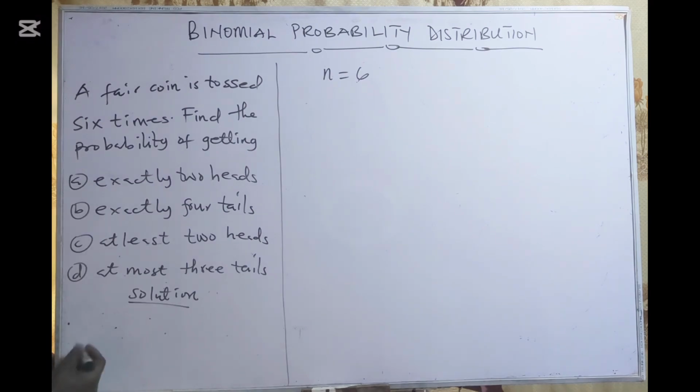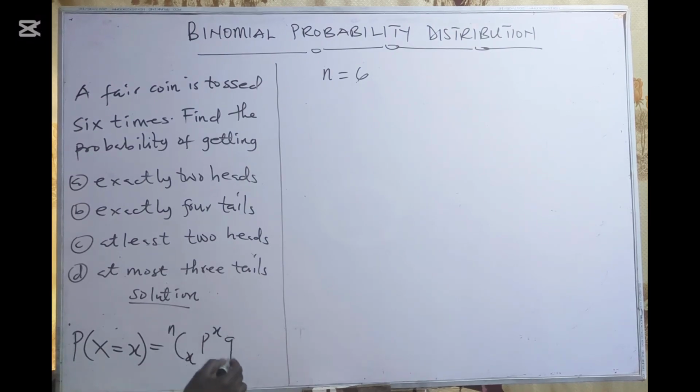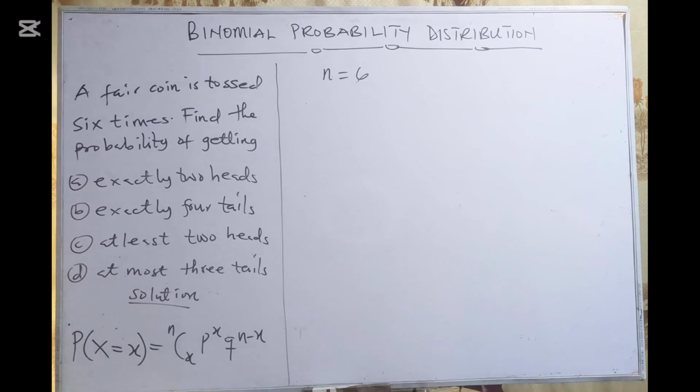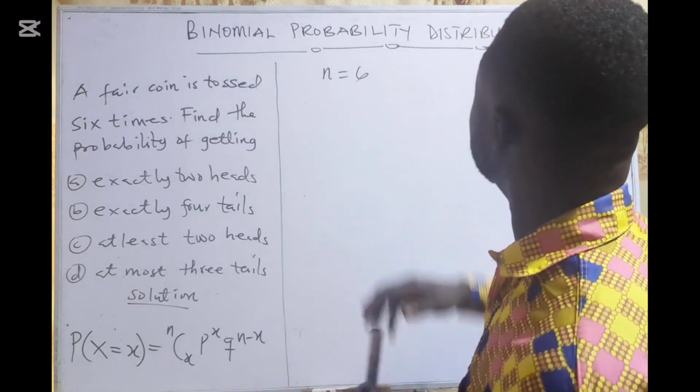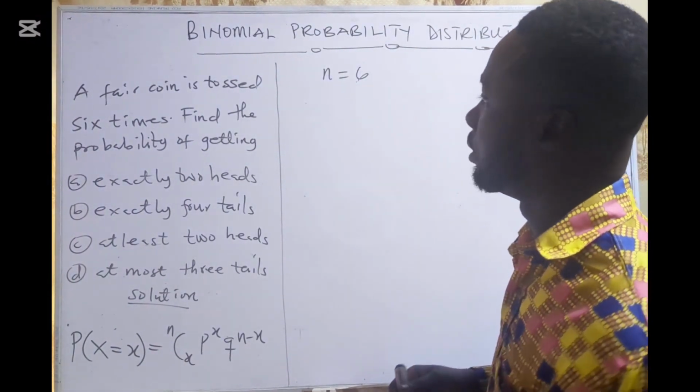All right. So if you like, you can write your formula down, but without the formula you can also solve. So if I'm writing my formula down, that will be probability of x equal to the x, that's the number of outcomes I'm looking at, equal to n combination x, probability of success raised to the power x, and then failure n minus x. Okay. So you are going to use this approach. All right. So as I said, my n will give me 6.